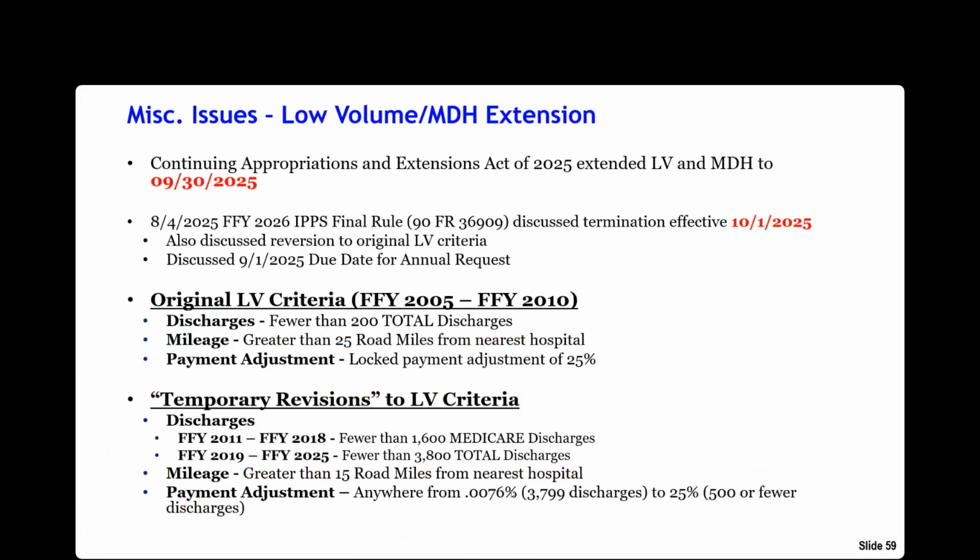Pretty quick response for this low volume MDH extension. These in red I had to update from the PowerPoint that you might see. These are the correct ones. The low volume and MDH were extended to 9/30/25, but then they terminated. There was no legislation at the time to extend them. The Federal Register went into detail about that, and it said, normally you have a 9/1/25 due date for the annual request.